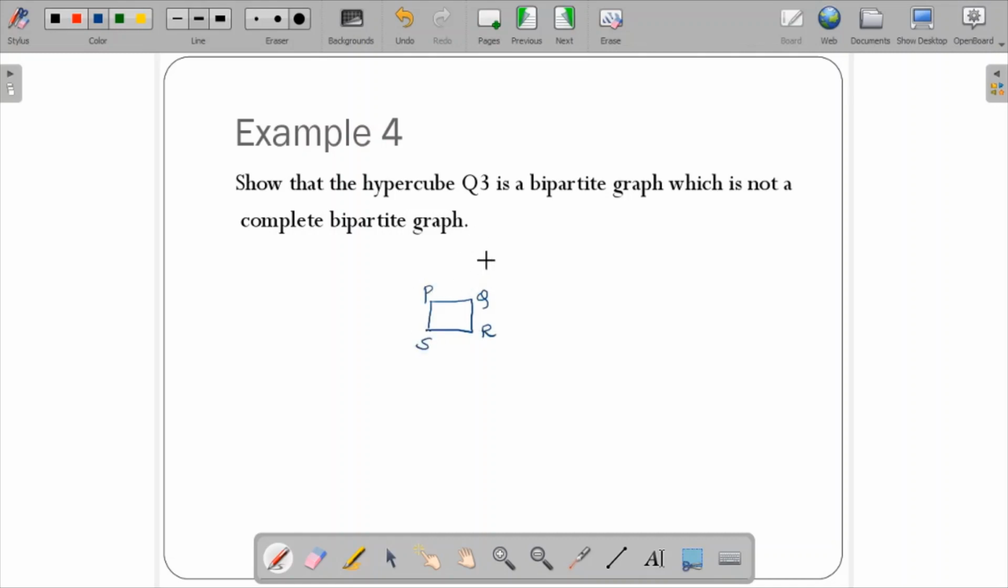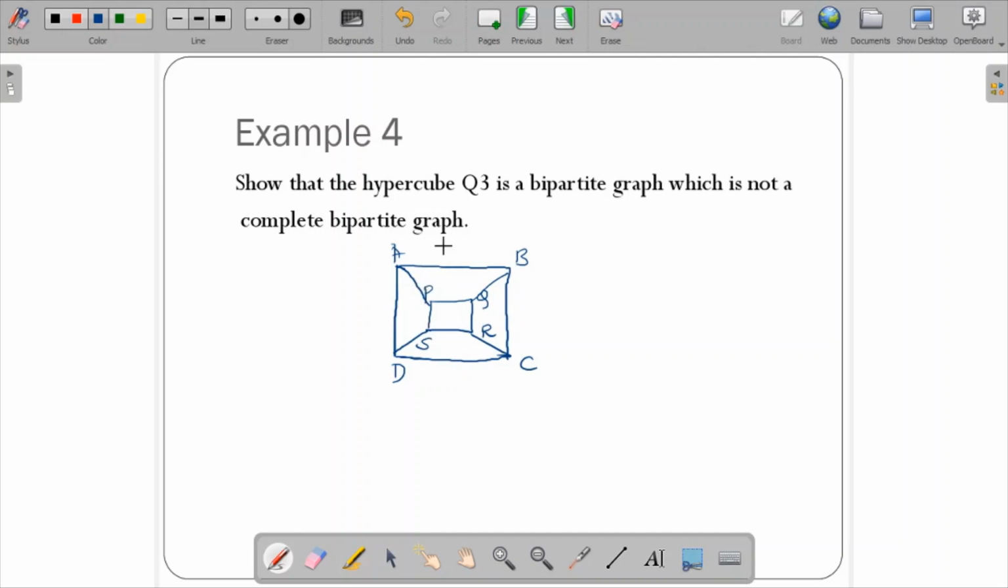Within this hypercube, for each vertex there are 3 edges, and it looks like a cube. So this diagram you need to remember for the hypercube. So it would be A, B, C and D. This diagram we need to remember for the hypercube. So over here, this is the hypercube Q3.